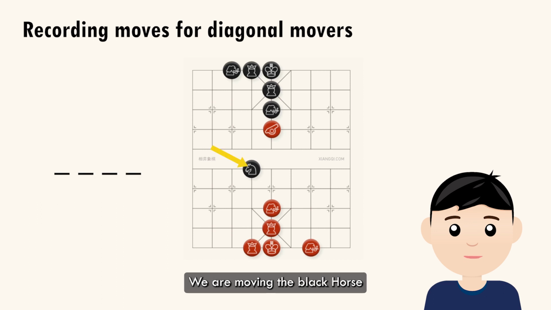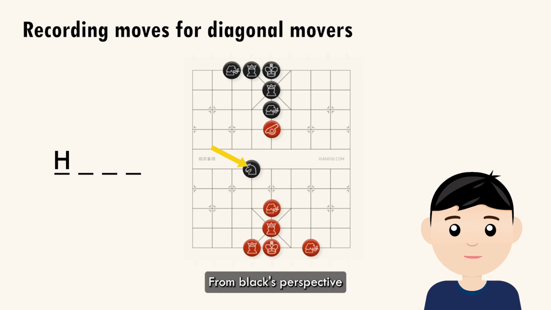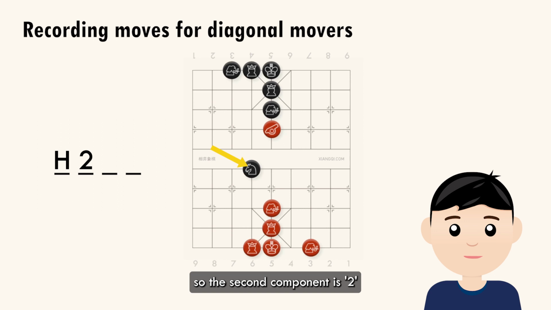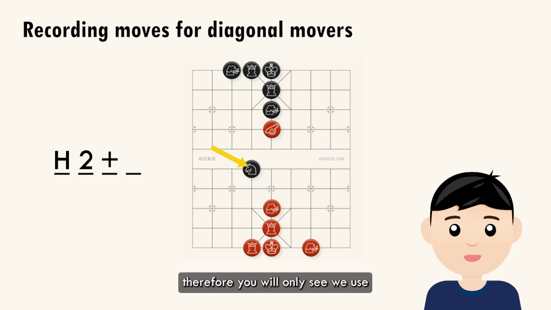We are moving the black horse, so we will use the letter H for the first component. From black's perspective, the horse was originally on column 2, so the second component is 2. This horse is moving forward from its player's perspective, so we will use the plus sign for the third component. Note that diagonal movers can never move horizontally. Therefore, you will only see plus and minus signs used for their movement. For the fourth component, we use the column number of the destination for diagonal movers.